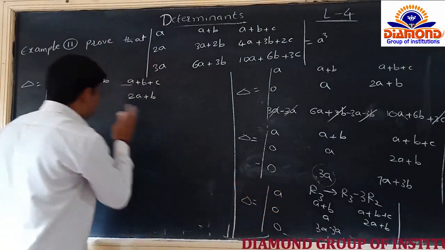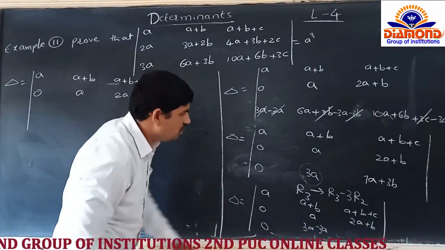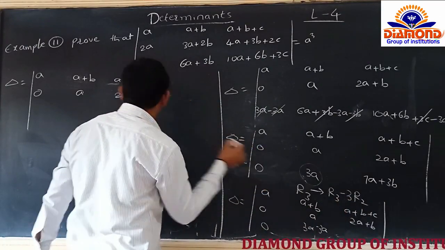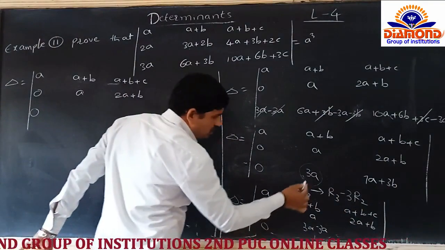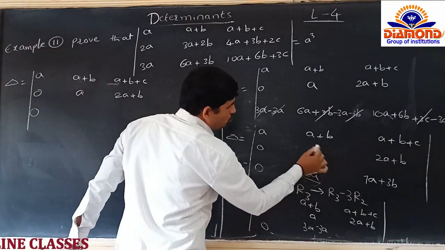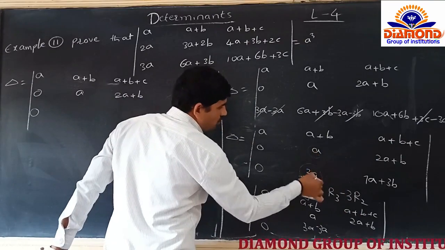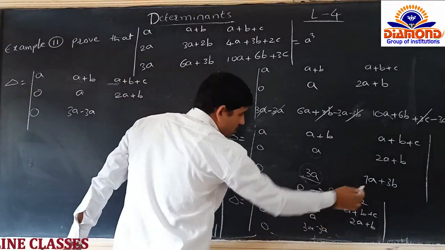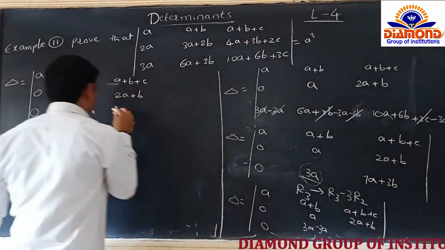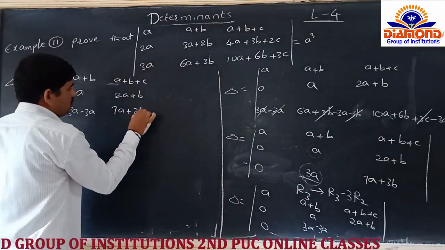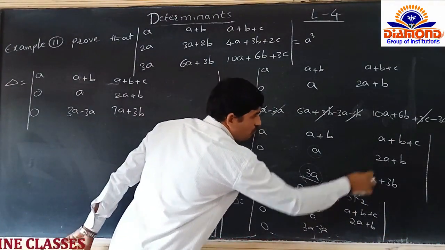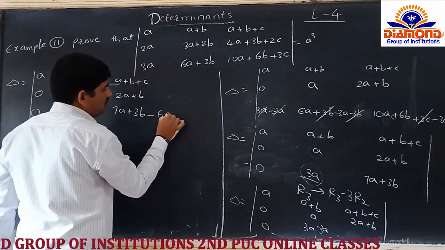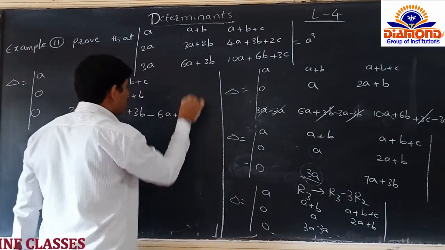I am writing this total part here because it is not sufficient to write here. Okay. See, R3 minus 3 into R2, means 0 minus 0. We got here 0. Yes. Next one is 3a minus 3 into R2, that is 3a minus 3a. Yes, sir. Again, see here, this is the R3. First, we will write R3: 7a plus 3b, minus multiply with 3 for R2, this is the R2, so minus 3 into 6a, again 3b.